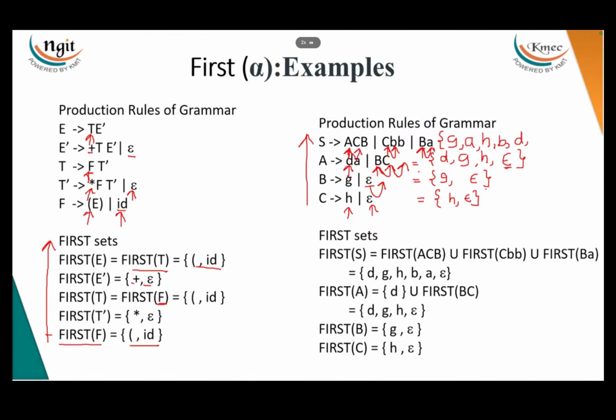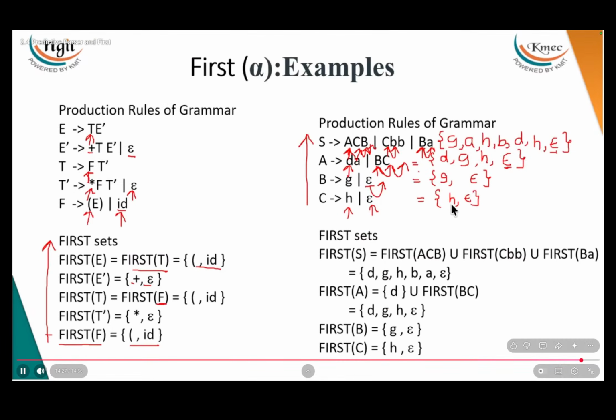C. First of C, H comma epsilon. Take H. Epsilon means go to the next symbol. First of B, G comma epsilon. So already H is also there, don't need to take again. G is also there, don't need to take. And epsilon, go to the next symbol here again. See, as there is no symbol here, then I'm taking the epsilon. I didn't take it for this because B is not deriving epsilon. But here all are non-terminals and all are deriving epsilon. That's why I've taken this. So here epsilon is the key to go to the next symbol. Remember that.